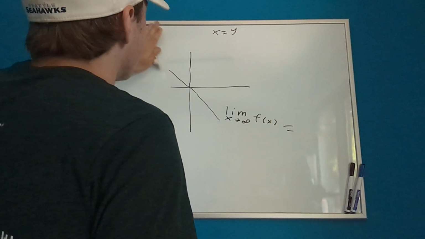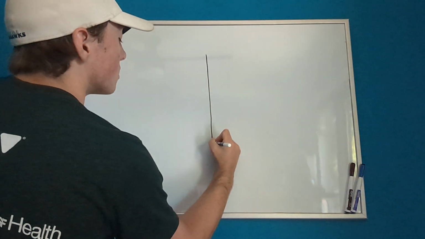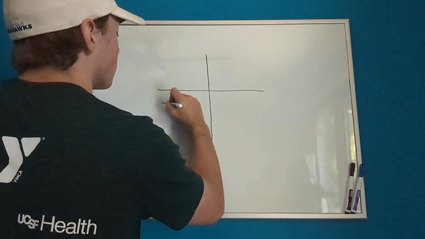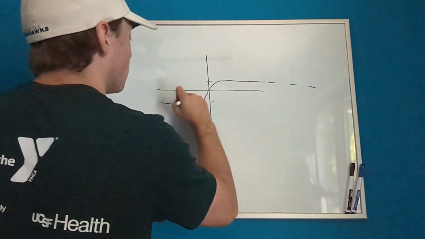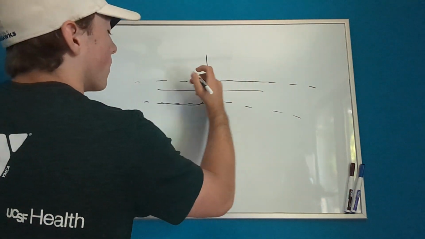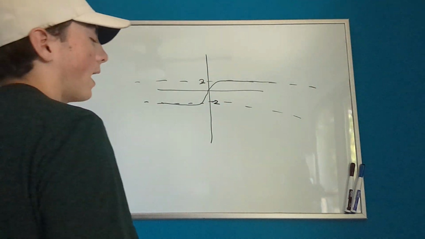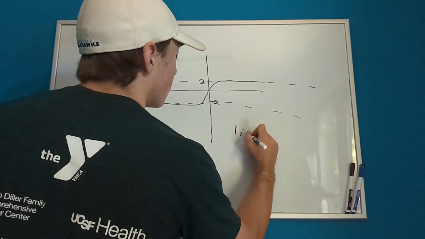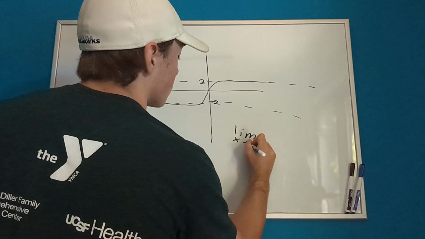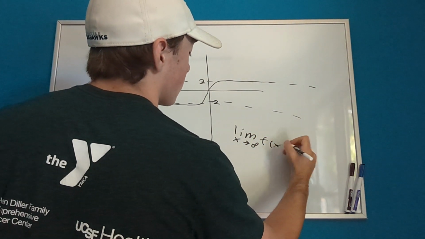Let's look at one more example with some horizontal asymptotes, right? Let's just say we have a graph that looks something like this. These are horizontal asymptotes. And let's say that these happen when y equals 2. And let's say that you are now asked to find the limit as x approaches infinity of f of x. This is f of x.